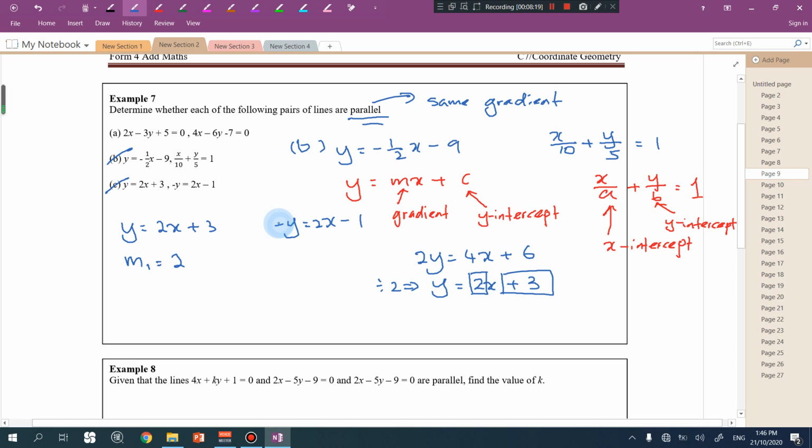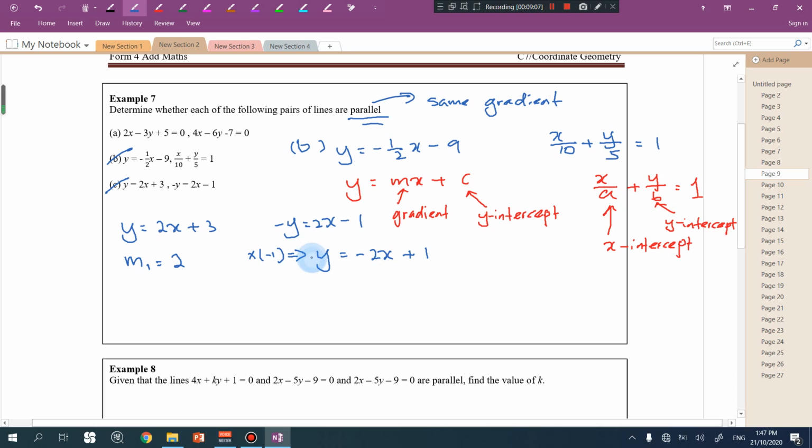So in this case, this is negative 1. So we cannot say that the gradient is 2. It's not correct. So what we need to do is change this negative 1 to become positive 1. So how to do that? We just multiply the whole equation by negative 1. When I multiply the whole equation by negative 1, this I multiply by negative 1, I will get positive y. This I multiply by negative 1, I get negative 2x. And negative 1 times negative 1, you get positive 1. So now, this is already 1 and positive.